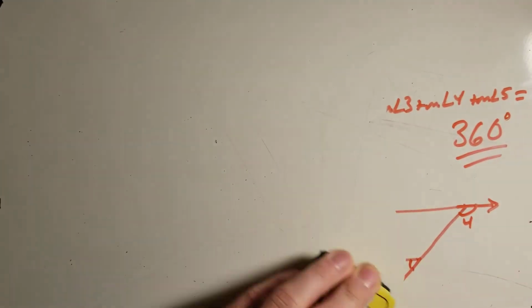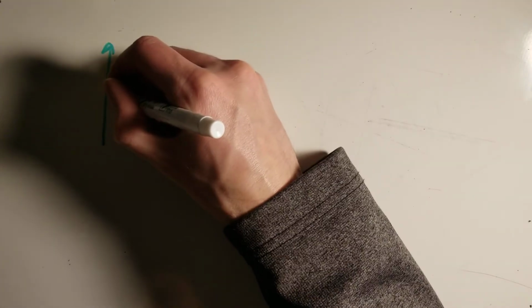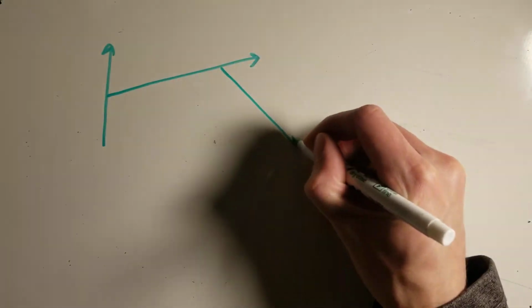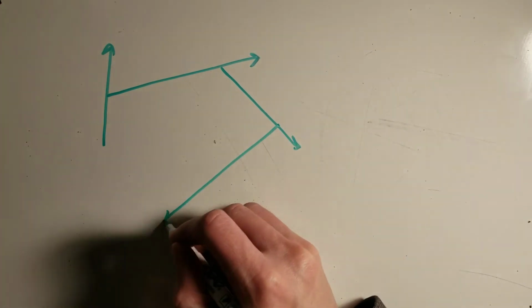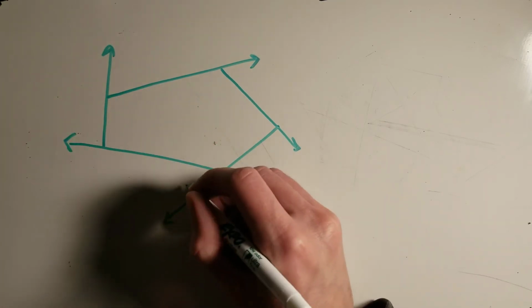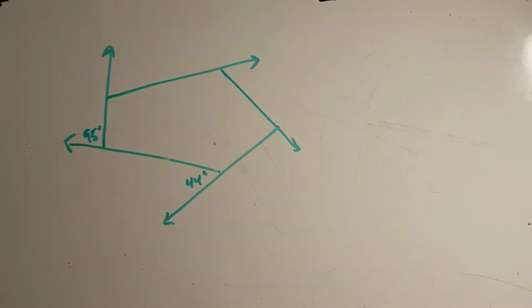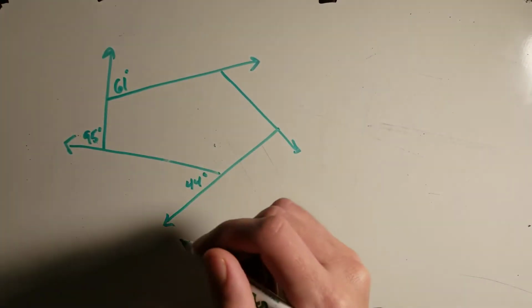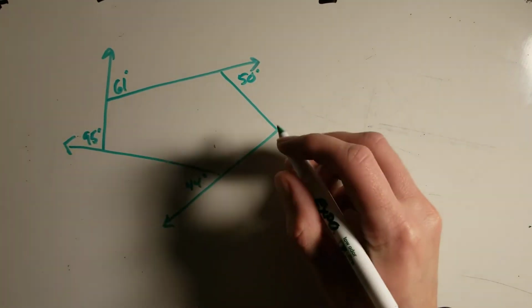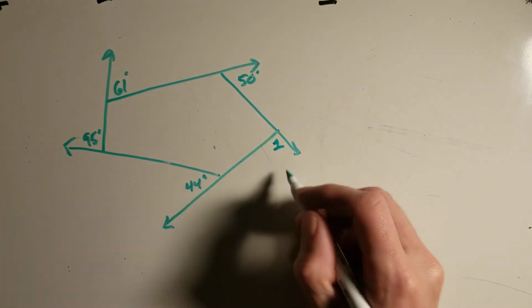So let's look at a nice little example of how we can use this, very similar to how you use the interior angles. For our first one, this figure looks kind of like this, and we are given some exterior angles. We're given that this angle is 44, this angle is 95, this angle is 61 degrees, this angle is 50 degrees, and this is just angle 1. We want to find the measure of angle 1 here.